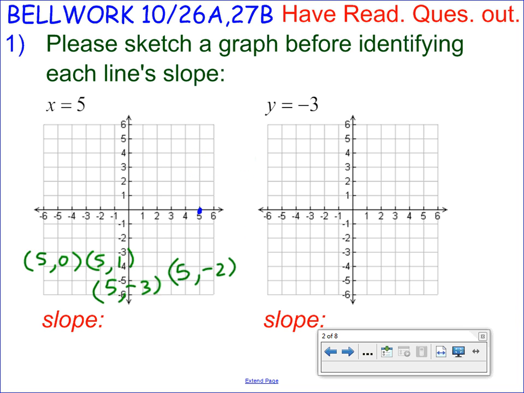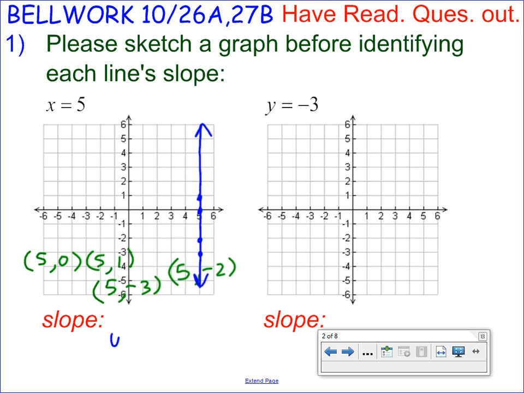So if I were to graph all those together, what would it look like? (5, 0), (5, 1), (5, -3), (5, -2). We'd have a vertical line. Raise your hand if you have that picture in blue. Keep your hand up if you know the slope. What's the slope of any vertical line? Thanks, hands down. Mark?